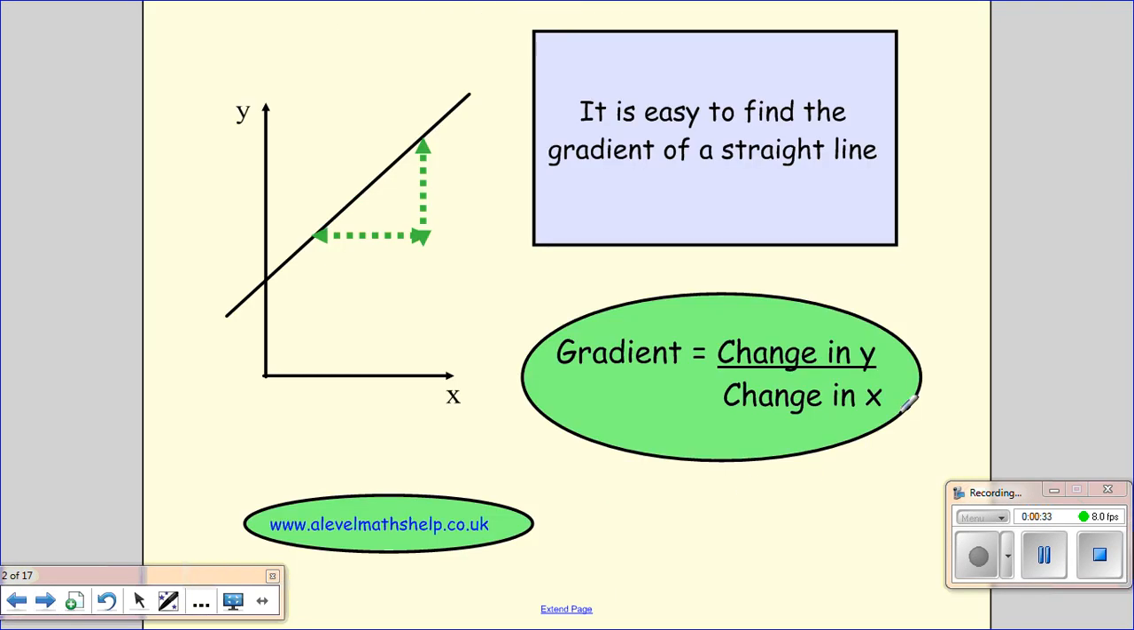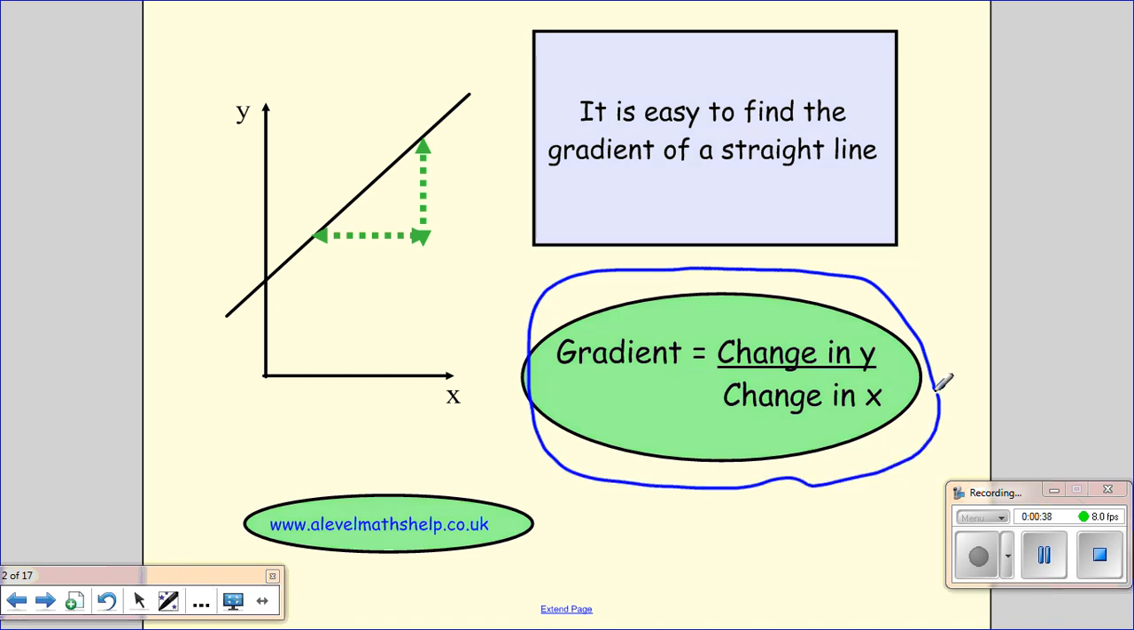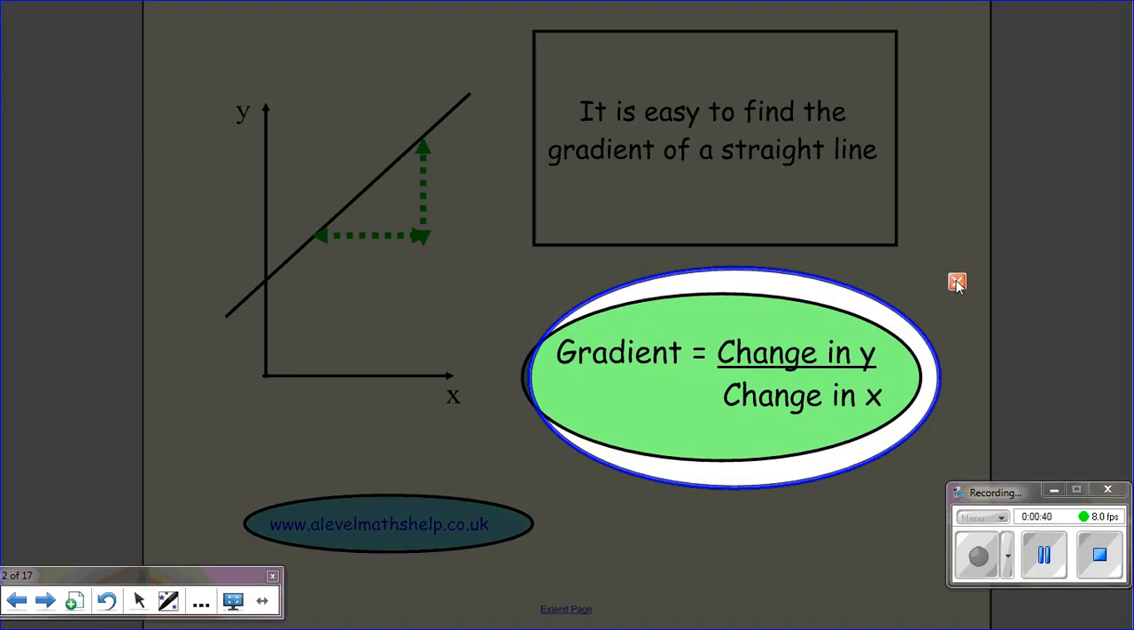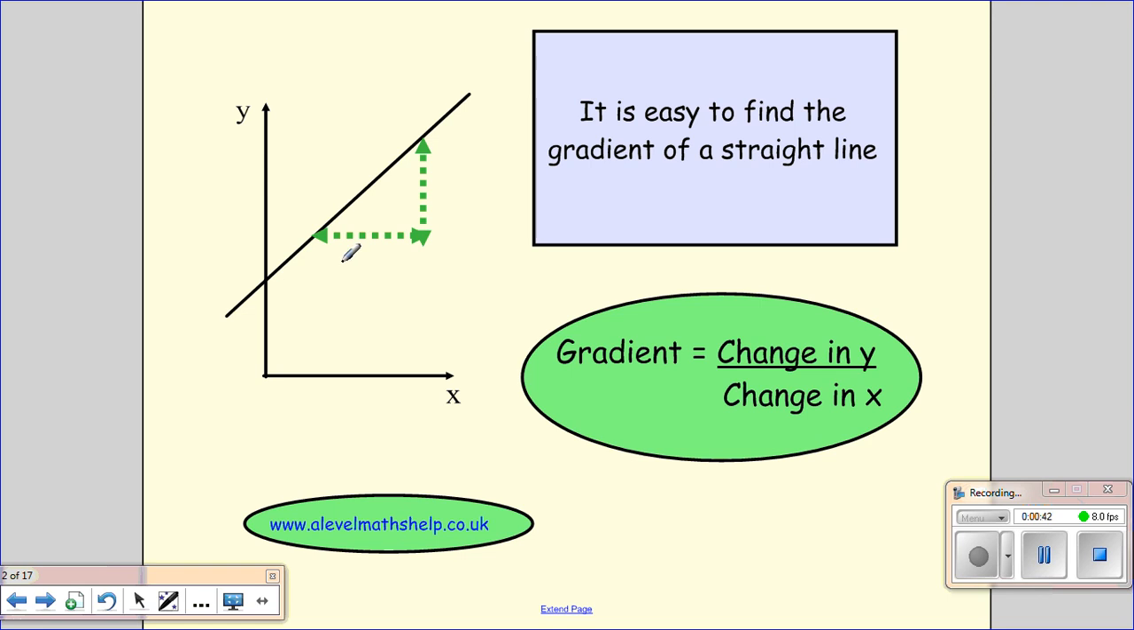So before we've looked at that, the change in y over the change of x, and we found the gradient. So actually when we differentiate, we find the gradient. Now when we have a straight line, it's easy. We just look at the change in y over the change in x, and that gives us the gradient. So that's nice and easy.